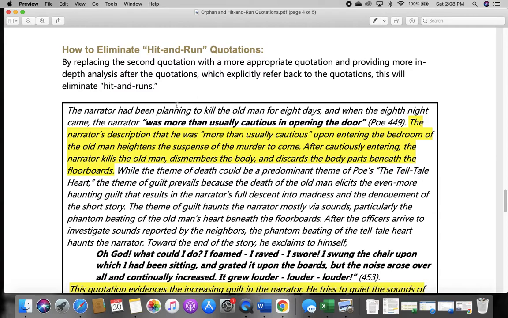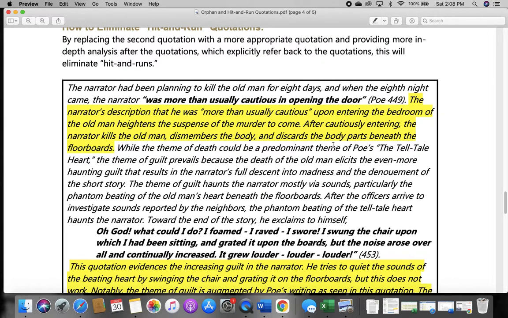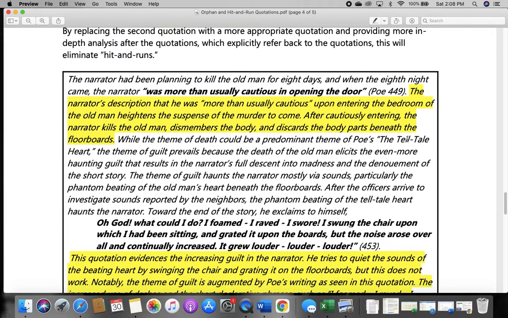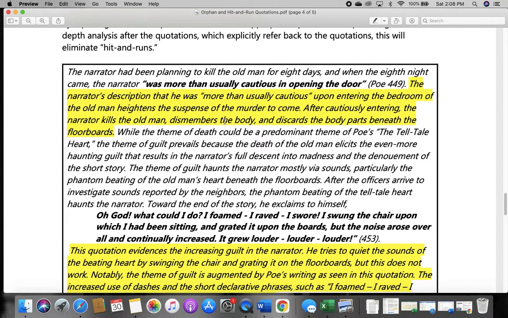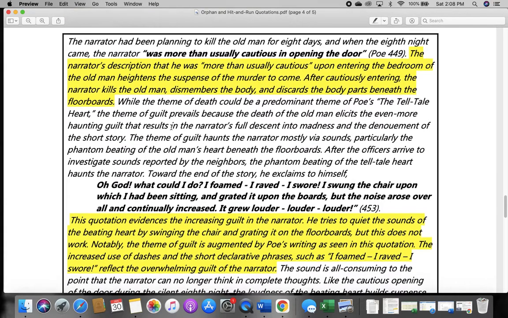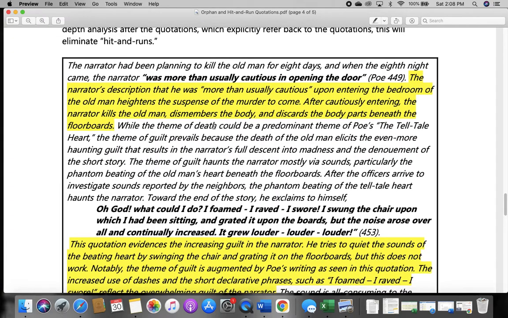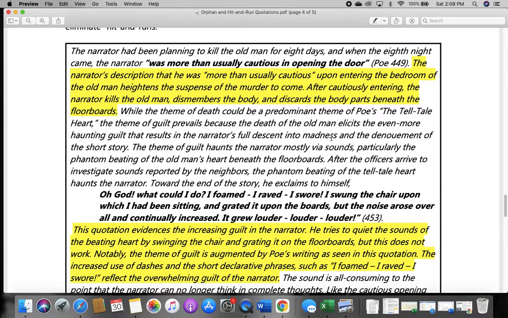the 8th night came, the narrator was more than usually cautious in opening the door. The narrator's description that he was more than usually cautious upon entering the bedroom of the old man heightens the suspense of the murder to come. After cautiously entering, the narrator kills the old man, dismembers the body, and discards the body parts beneath the floorboards. While the theme of death could be a predominant theme of Poe's The Telltale Heart, the theme of guilt prevails because the death of the old man elicits the even more haunting guilt that results in the narrator's full descent into madness and the denouement of the short story.